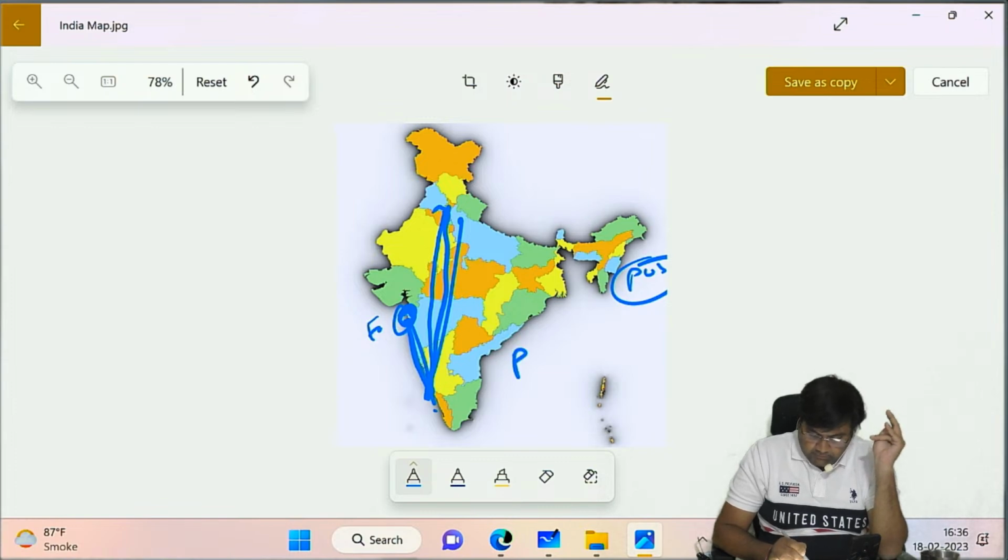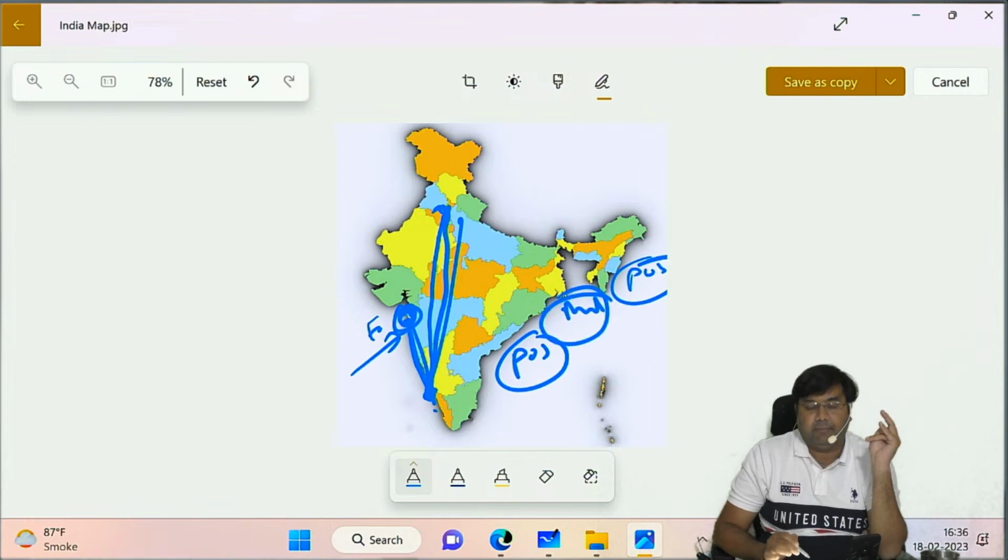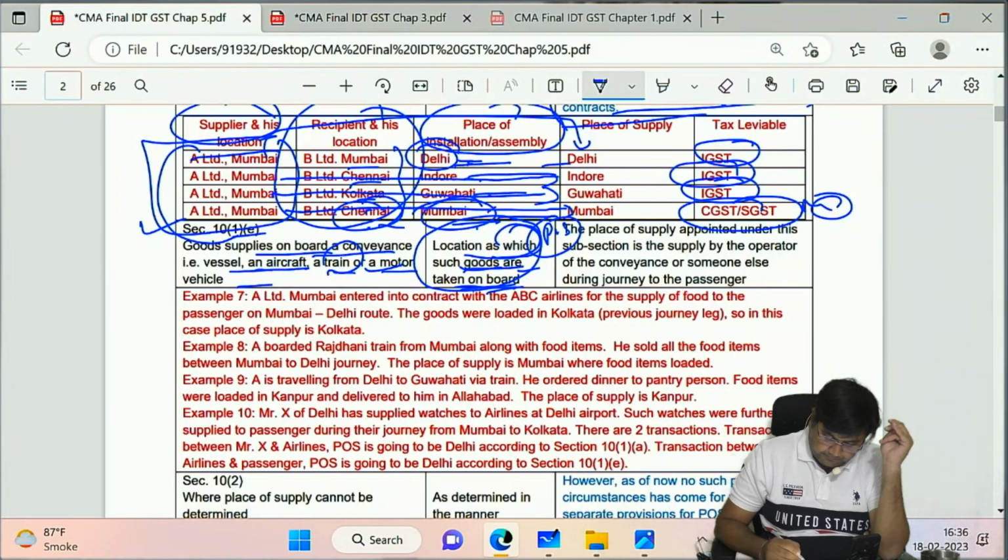So what is going to be the place of supply? Even though the food is going to be served during the Kochi to Delhi leg, the food has been taken on board in Mumbai. So Mumbai is going to be the place of supply, not Kochi. We would say the location in which such goods are taken on board.